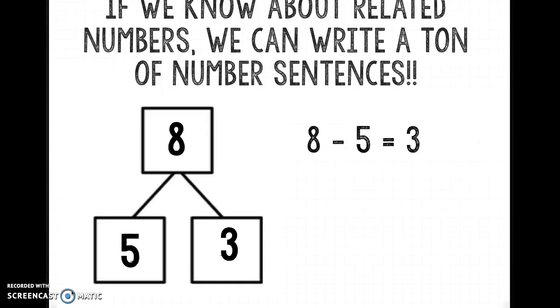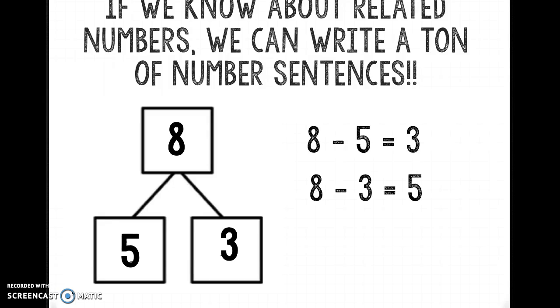Uh-oh, I see a number bond family. They're all in their home, which means all of those numbers are going to help me make the rest of my addition and subtraction sentences. Well, if I know 8 minus 5 equals 3, I could also say 8 minus 3 equals 5. I can just use the same numbers because they're all related.